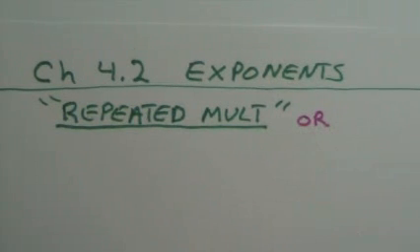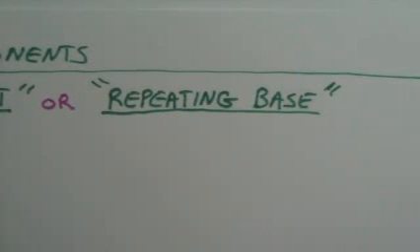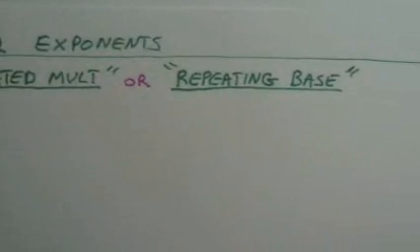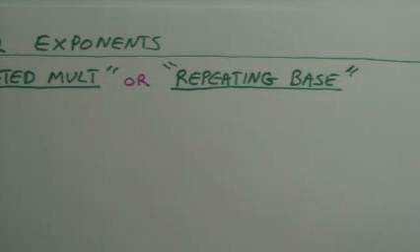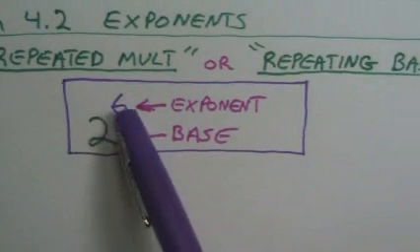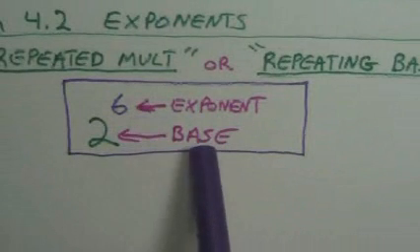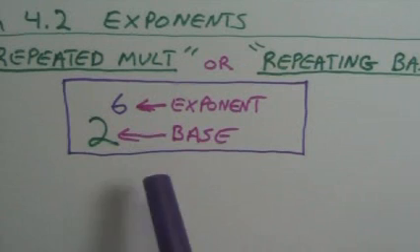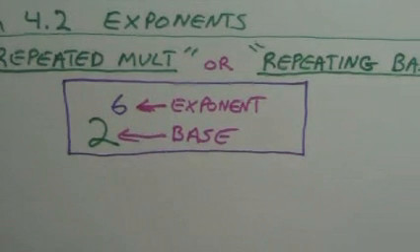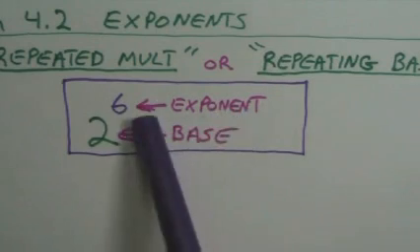Or instead of repeated multiplication, you could think of it as repeating the base. So repeated multiplication or repeating base. Whenever you see a number or variable with a number above it, that's called the exponent. In this case, 6 is the exponent, and the number 2 is considered the base. So that's what we mean by repeating the base, or repeating this number. That's your exponent, that's your base.